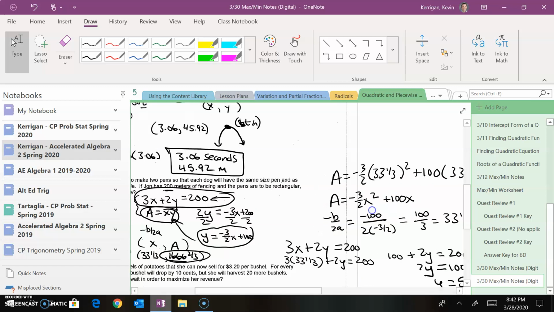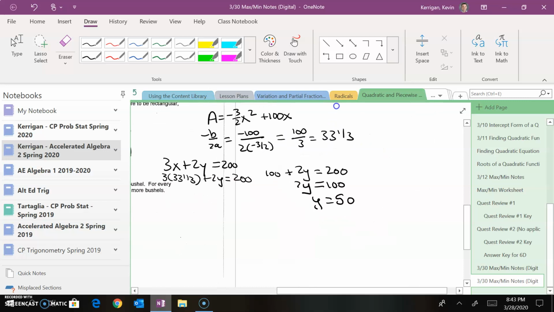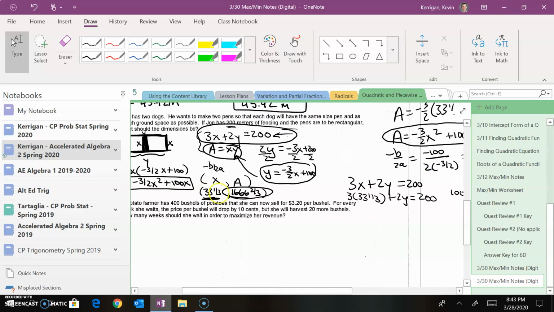So let me show you that real quick. Here originally I had 25 there. It should have been 33 and 1/3. If you go into the equation here, area is negative 3 halves x squared plus 100x. If you do the opposite of b over 2a, you'll get negative 100 over 2 times negative 3 halves, which gives you 100 over 3, which is 33 and 1/3. So that should have been the x value of the vertex right here, 33 and 1/3.